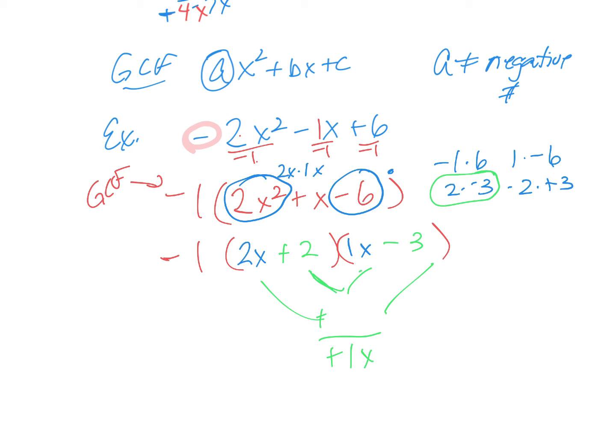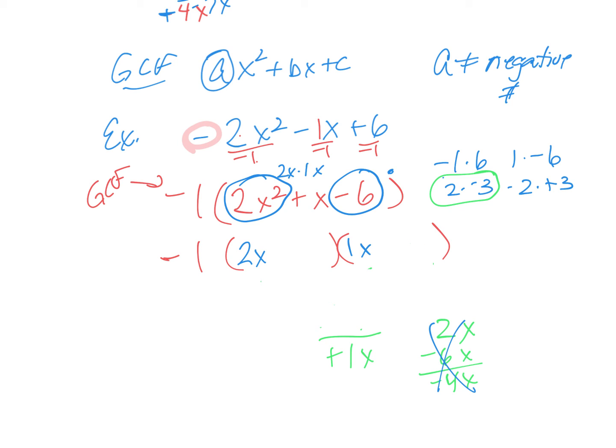If I multiply from here to here, I get 2x. If I multiply from here to here, I get negative 6x. If I add them together, I am not going to get a positive 1x. I will actually get 2x minus 6x, I'd get negative 4x. So that is not going to work, right? So I'm going to erase all of this. We're going to start it over, right?